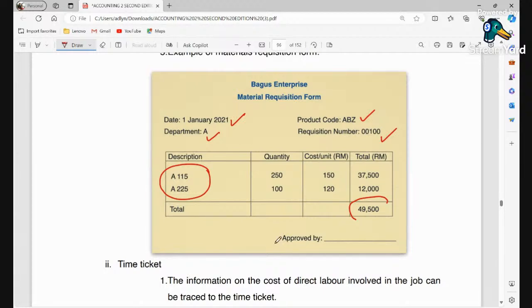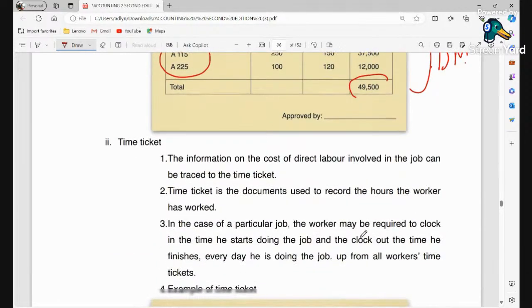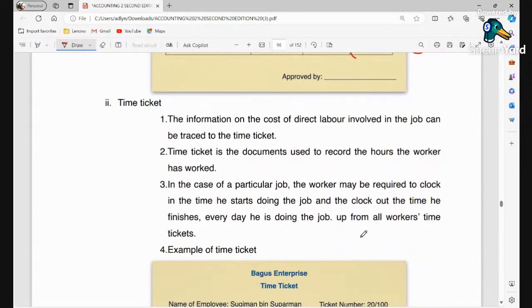Okay, next. Ini kalau untuk DM lah. Okay, this is for your direct material. Okay, how about direct labor? So direct labor kita akan tengok dia punya time ticket. Okay, what is time ticket actually? Okay, time ticket ni dia ada information untuk cost atau untuk direct labor involved in the job. Okay, so it can be traced by that document lah.